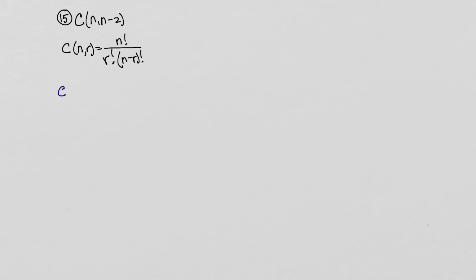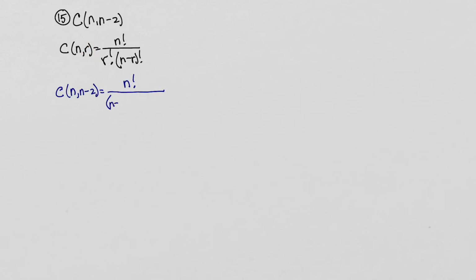So our particular problem asks us for this. N total objects, out of those choose n minus 2. So let's see what we have here. Now the top is n factorial. That's the total number that we have. So that's going to be an n factorial. And then the r, the number that we're going to use, is n minus 2. So we're going to write n minus 2 factorial. And then times the n minus r.